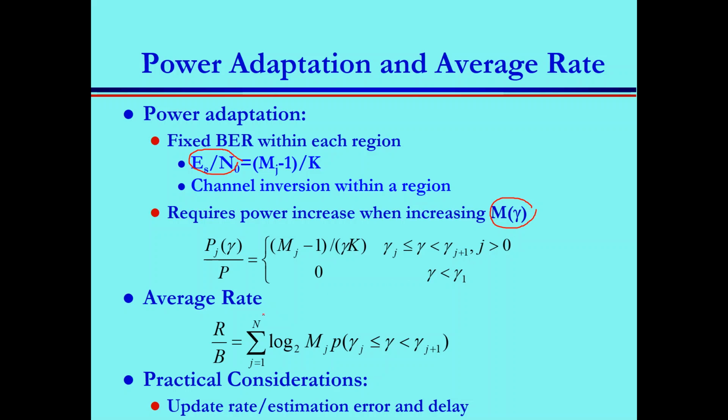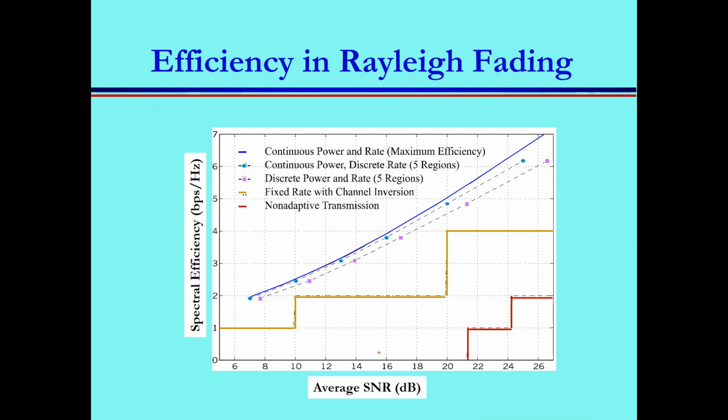The average rate you get is the summation of the rate, log of M, multiplied by the probability of your signal to noise ratio. Basically, these formulas just relate to the general cases, all the cases that I have detailed earlier. The most important thing is to relate these equations to practical scenarios and applications. For example, this shows you the efficiency in a Rayleigh fading channel. When you have a fading channel and you use adaptive power and modulation adaptation.